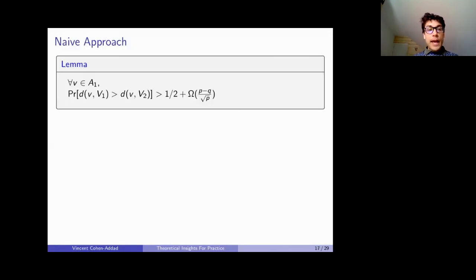So from there, you can have the following lemma, which says that for all v in A1, the probability that the degree of v to V1 is larger than the degree of v to V2 is at least 1/2 plus some kind of signal, right? So (p minus q) divided by square root of p. So that means that with probability 1/2 plus a little epsilon, we are doing the right thing for a given vertex. I mean, either we are letting it stay in V1 if it's already in V1, or we are moving it to V1 if it is in V2.